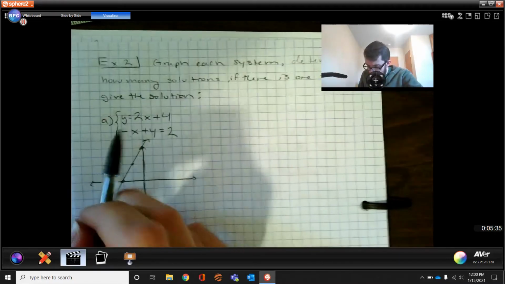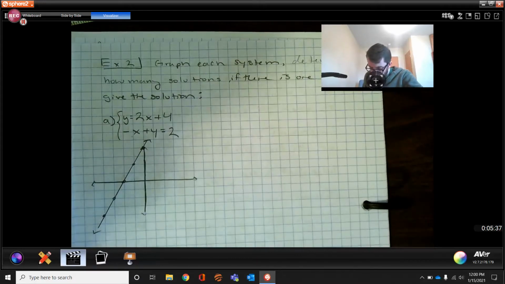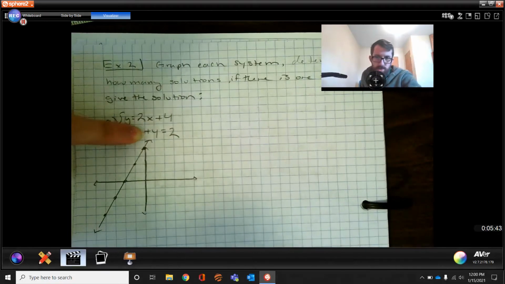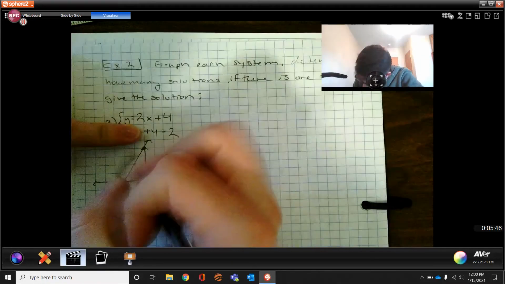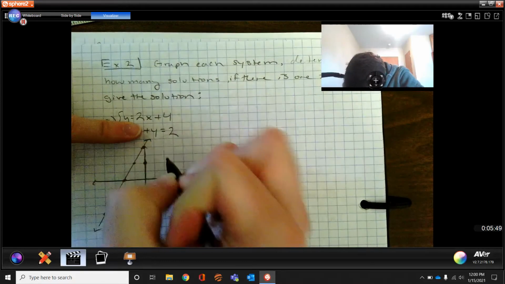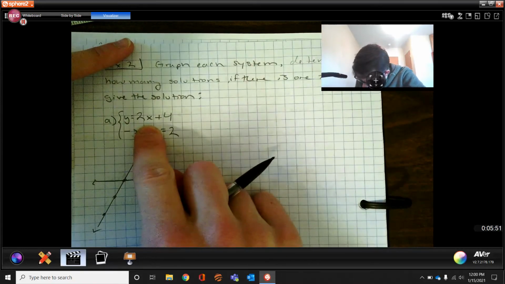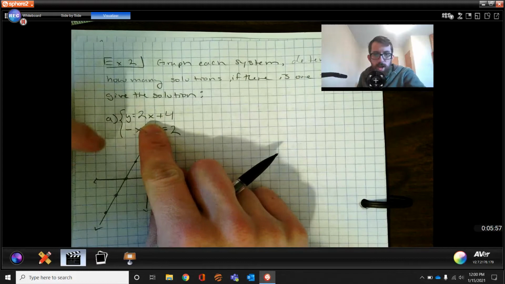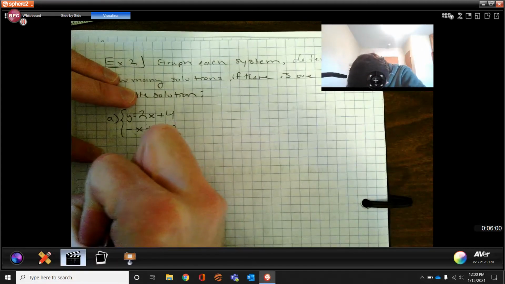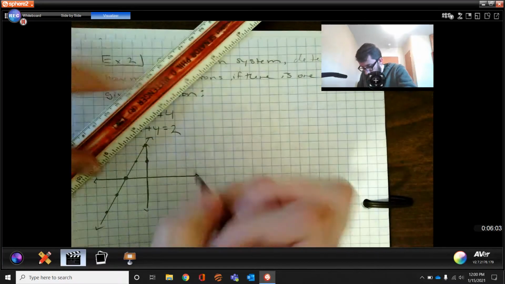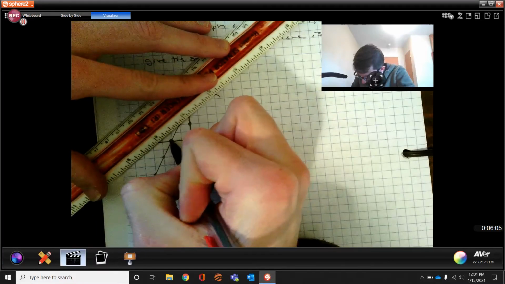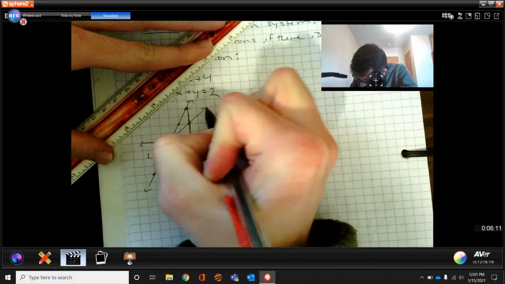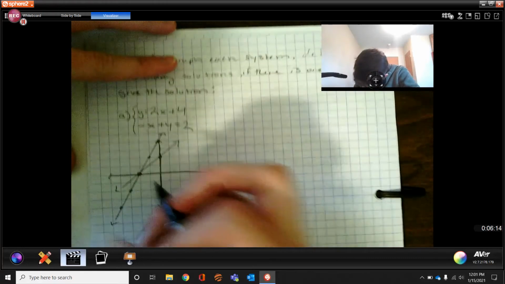Now, let's take a look at negative x plus y equals 2. Because this is in standard form, we use the cover-up method to find the intercepts. So when x is 0, the y-intercept is going to be 2. And then when we cover up y, the x-intercept is going to be negative 2, because we need to get that negative to the other side, so x equals negative 2. So there are my two intercepts. And take a look at this. Our lines do indeed cross one time. So there is one solution.